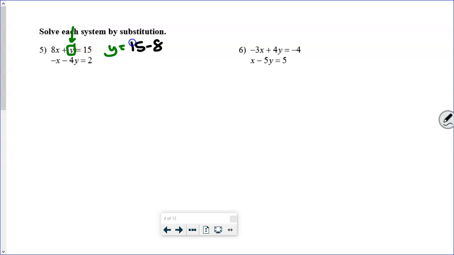Love that. He literally did what he told me he was going to do. He subtracted 8x to the other side. I think that's great. So what that means is now, whenever I see y in the next line, I'm going to replace it with 15 minus 8x. And who am I talking to? Jacob. So this line right here, I'm going to start writing negative x minus 4, but we're not going to call y y anymore. What is y?